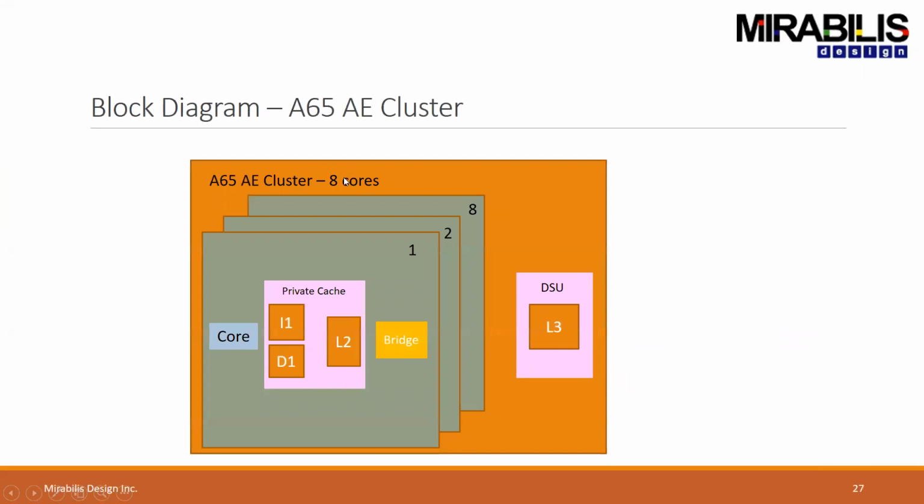And these are the components inside an A65AE cluster. We have 8 cores, and each core has a private cache, L1 I cache and D cache, and the L2, then a bridge which connects to the DSU, which has the L3 cache.